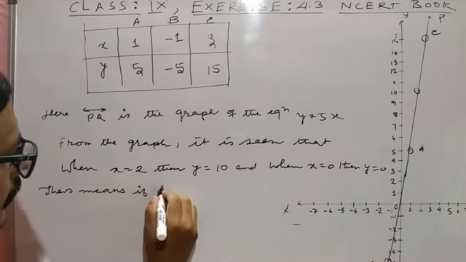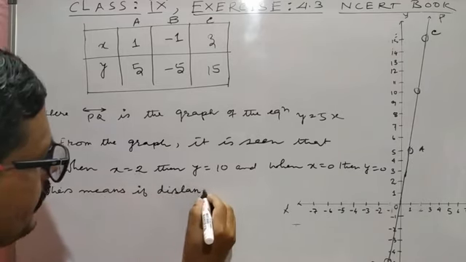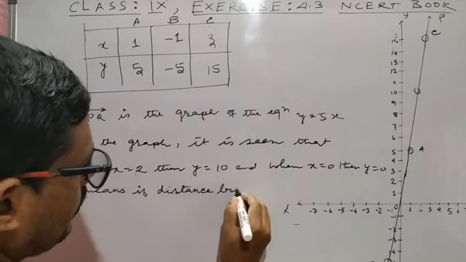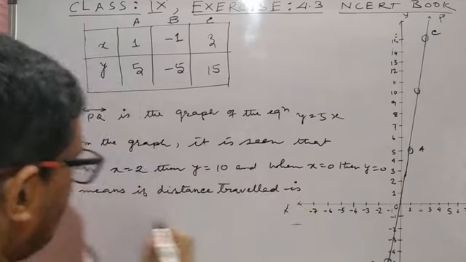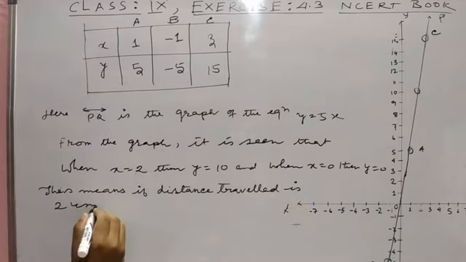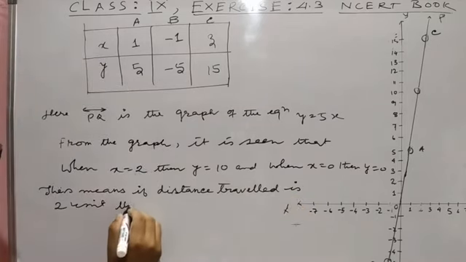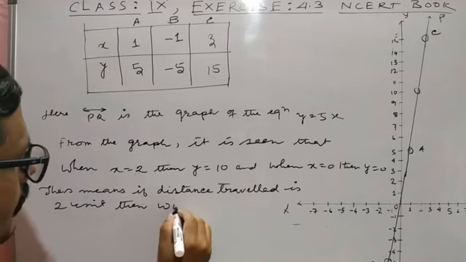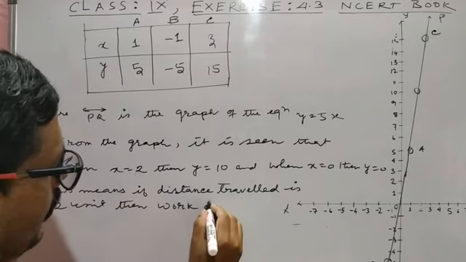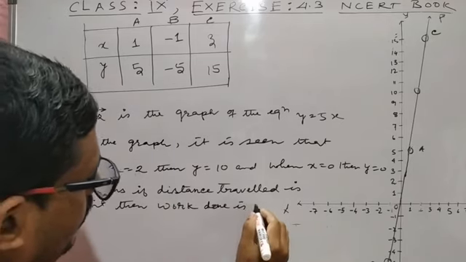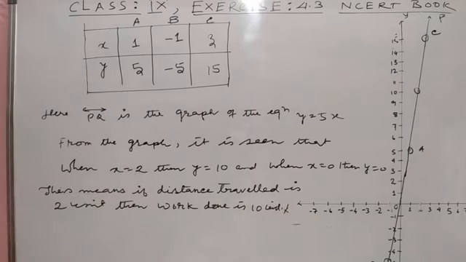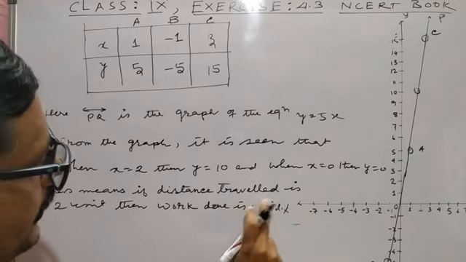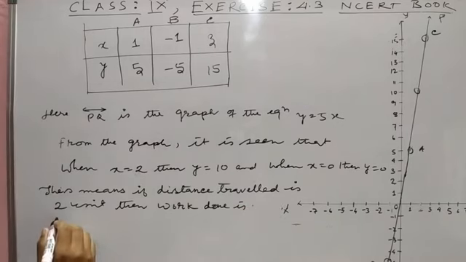If distance traveled is 2 unit, then work done is 10 unit.